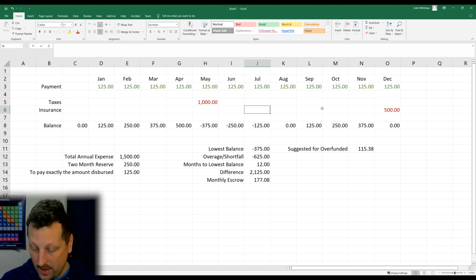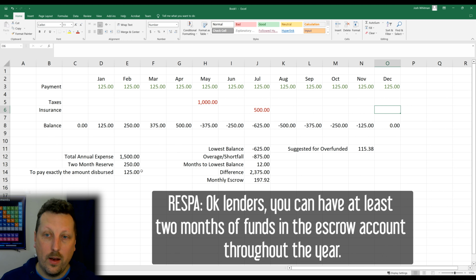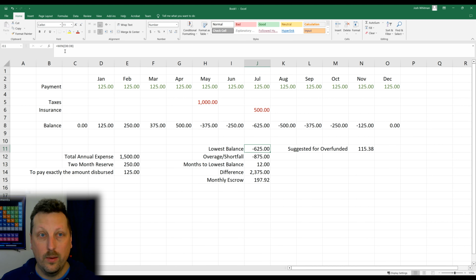If we had to pay the insurance 2 months later, then that would be our lowest balance at 625. And according to the law, this month, when we're at our lowest, we're allowed to still have $250 left in our account. So I have here the lowest balance, which is just the minimum. You can see it's the minimum of whatever these values are. And the overage or shortfall is just that lowest balance minus the reserve. So we're actually short by $875.